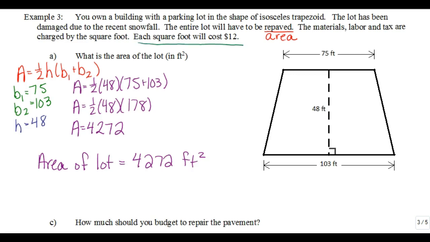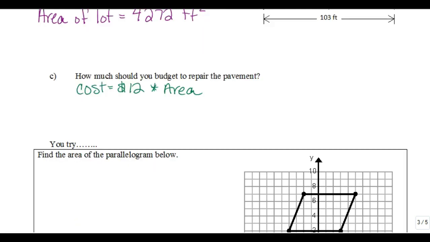The next thing we need to do is to figure out how much to budget to repair this pavement. The hint that we're given is that each square foot will cost $12. So basically, to find the cost, we need to multiply the area by 12. So our cost will be $51,264.